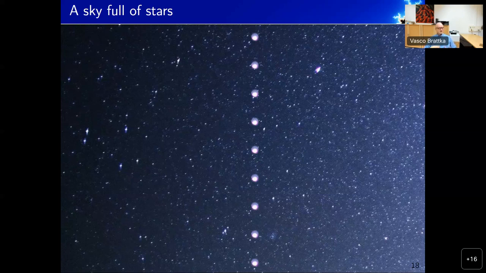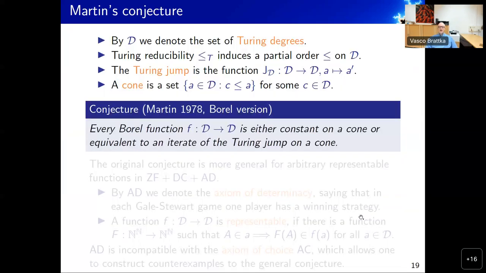And of course, an astronomer would like to know why this happens. So why are we in this peculiar situation? And that's more or less exactly the situation that we face in the Turing degrees. We have lots of Turing degrees that we can construct, but the interesting ones are ordered like this. And one attempt to approach this question is actually Martin's conjecture. In Martin's conjecture, Donald Martin tried to formulate a condition that gives us some partial explanation for this behavior.